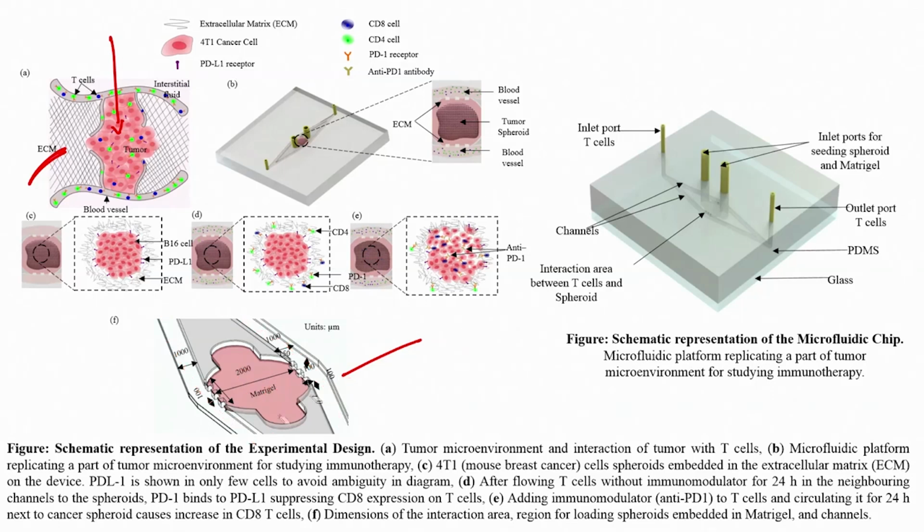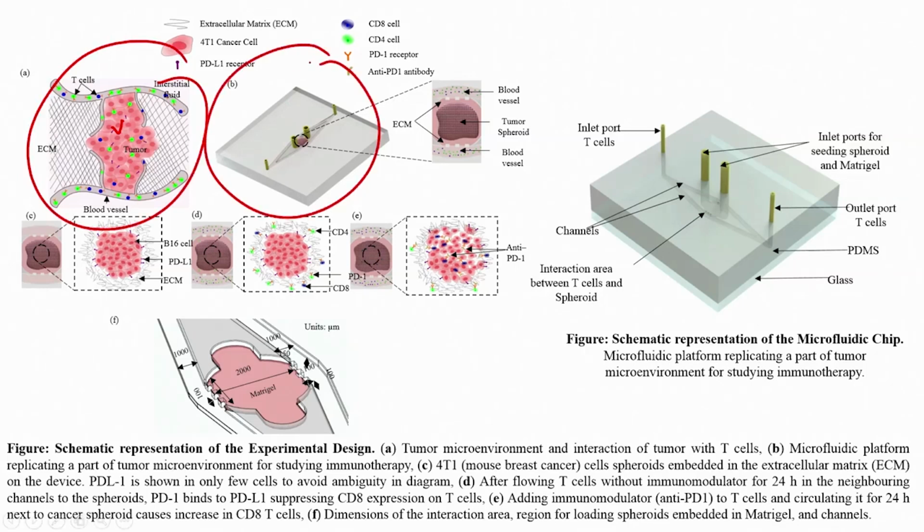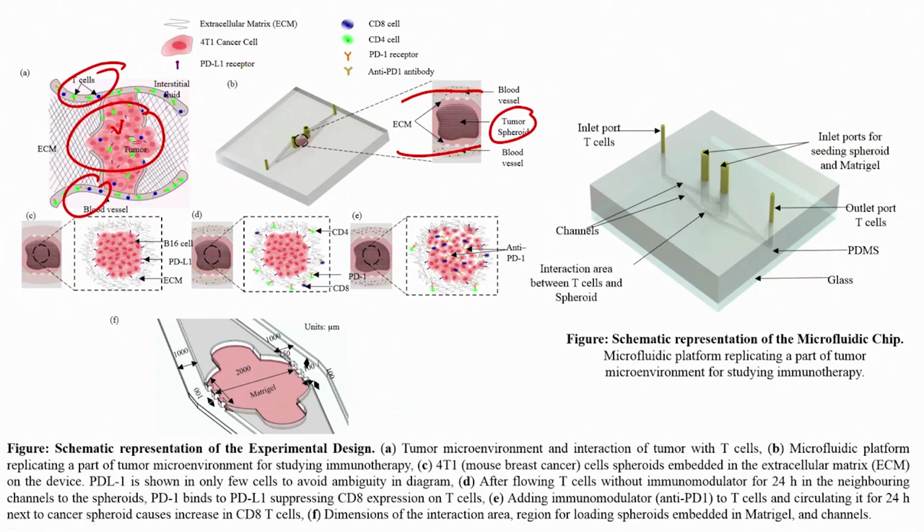So, this particular situation we are trying to mimic in this microfluidic platform, and in the center of the channel there is a matrigel with tumor spheroid which will work as this particular section, and the channels through which the blood will flow. Here we are flowing T cells with media. So, we are trying to mimic this particular blood vessel by creating the channels.